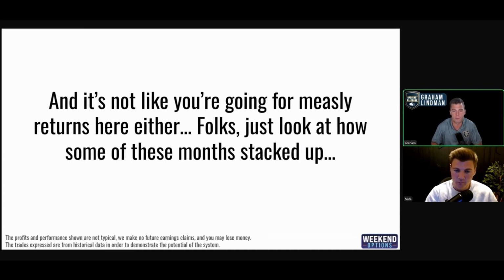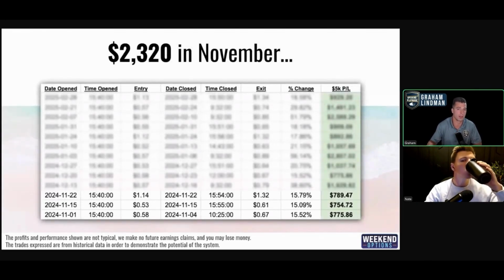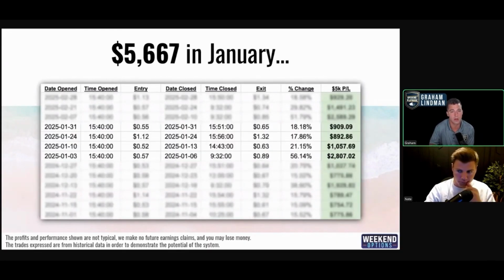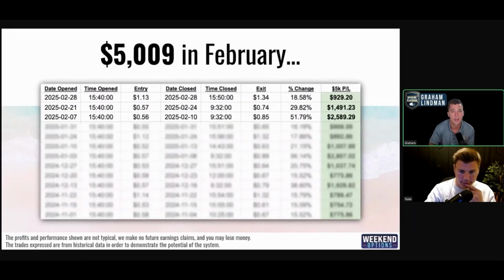And it's not like you're going for measly returns here either. Folks, look at how some of the months stacked up. November with the 3 trades, $2,320. December, 3 more trades, $3,743. January, you had one every single weekend, so 4 for 4 there, $5,667. February, you had 3 weekends, $5,009.